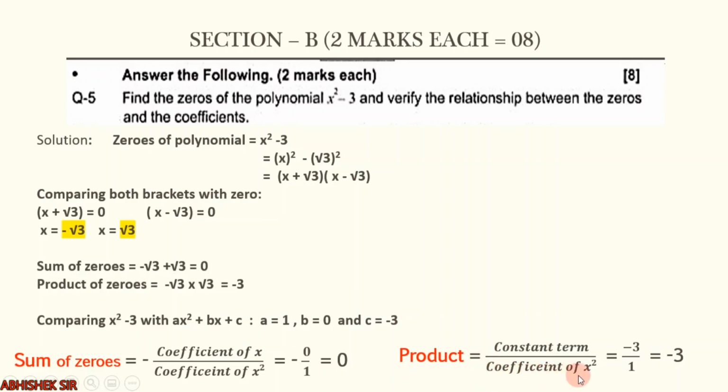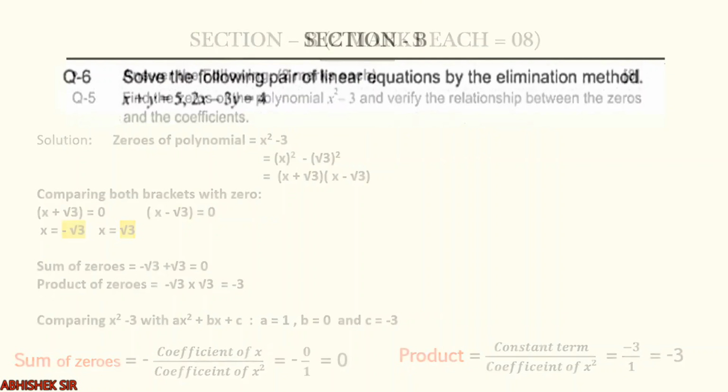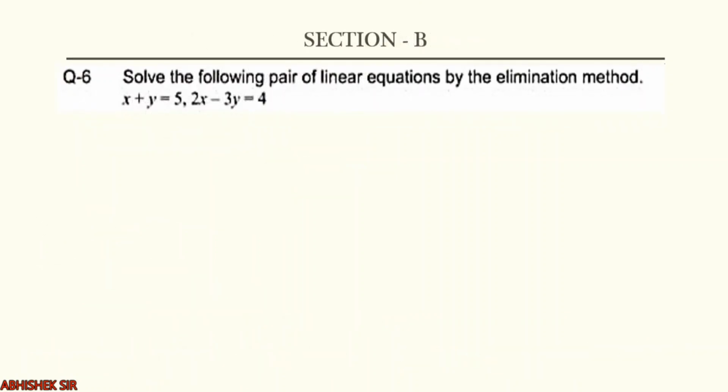Let us find out the product of zeros, that is constant term upon coefficient of x square. That means constant term is minus 3 upon 1, and that will give you minus 3. So the direct answers perfectly match with the sum of zeros formula and product of zeros formula. So the result is verified.